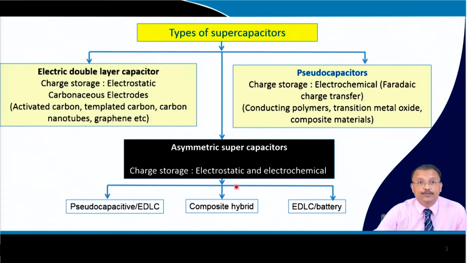Now, in case of asymmetric supercapacitor, the charge storage is both electrostatic and electrochemical. So, you have three categories for asymmetric supercapacitor. The first one is pseudocapacitive and EDLC. You can make asymmetry where one electrode is EDLC type and another one is pseudocapacitive type. The second one is the composite hybrid, and the third one is AC, EDLC type and battery type. This composite hybrid is a very new concept, and for EDLC and battery type, a lot of research papers are coming in recent times.